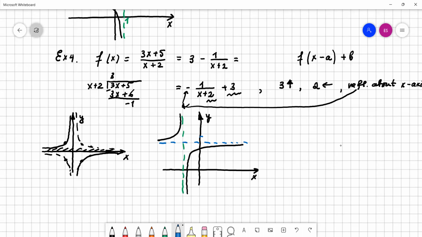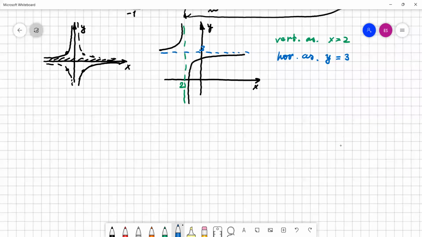Now you need to label everything, right? And you will need to write down the vertical asymptote x equals 2. And I'm going to use blue color, but it's not necessary. Horizontal asymptote y equals 3. That's all you need to do to graph it.